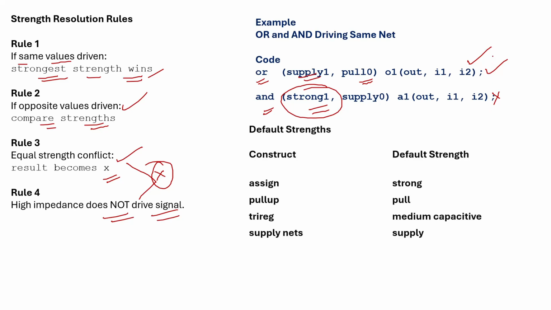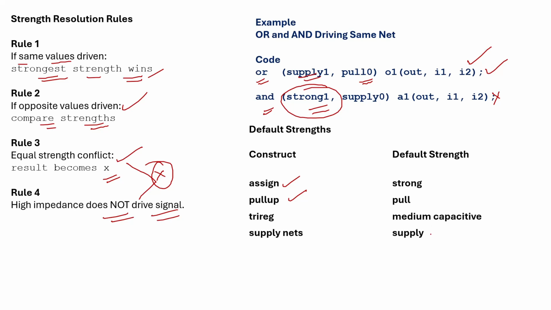So what are the default strengths? Here assign is the stronger one. Then pull up: pull up is only the pulling strength, and tri reg is the medium capacity.